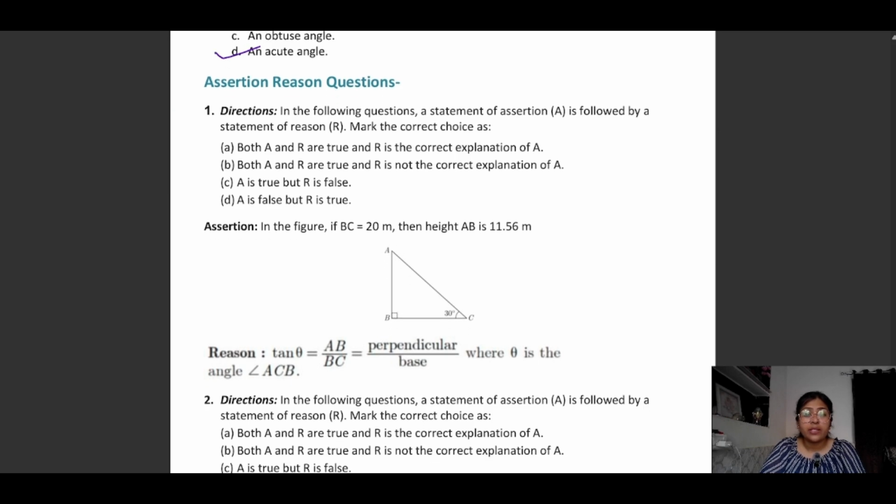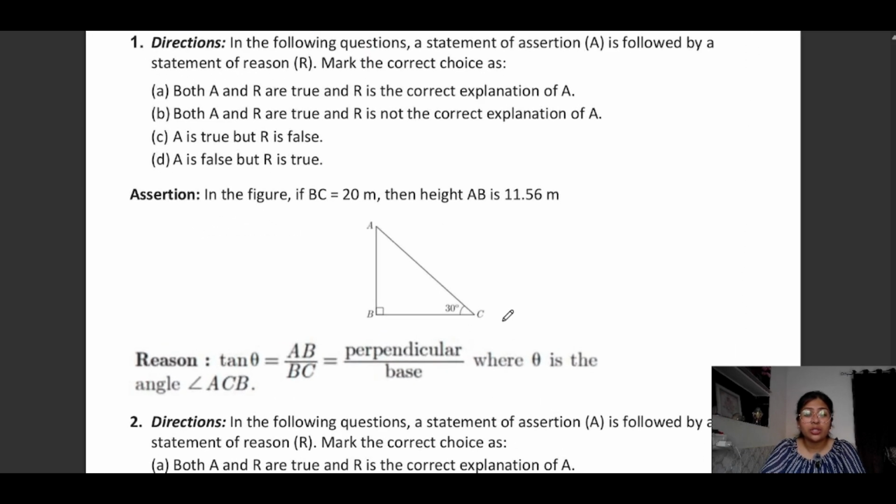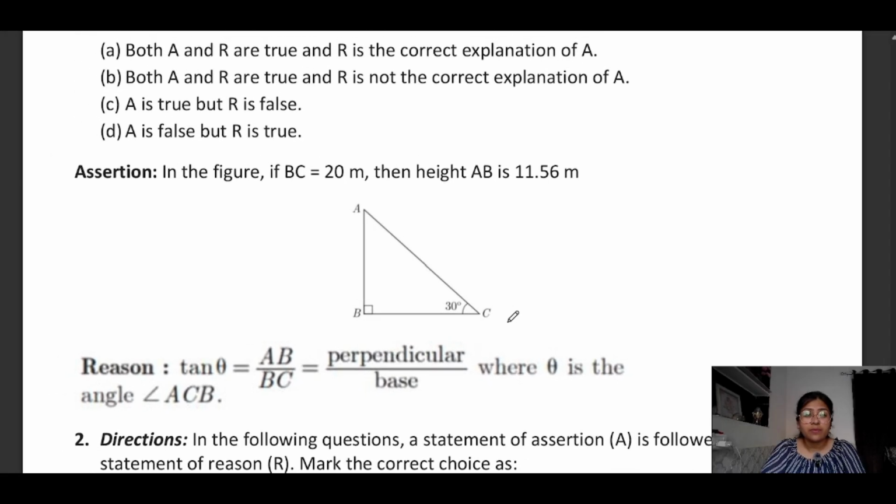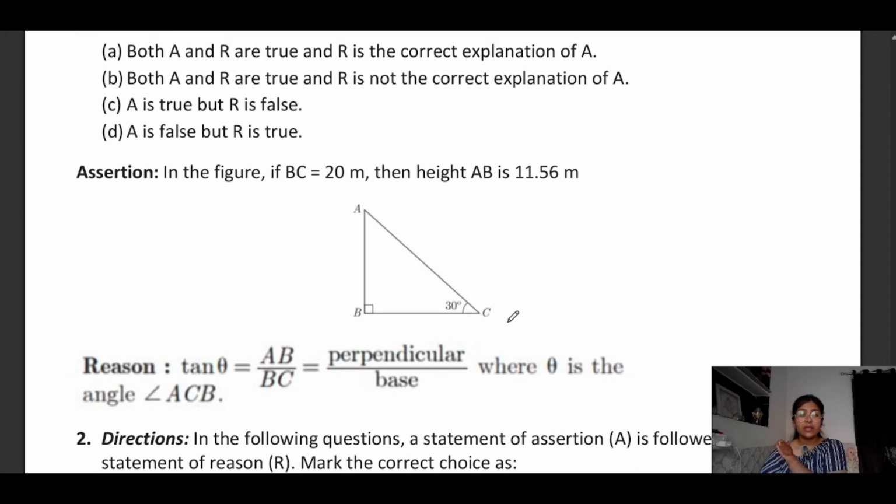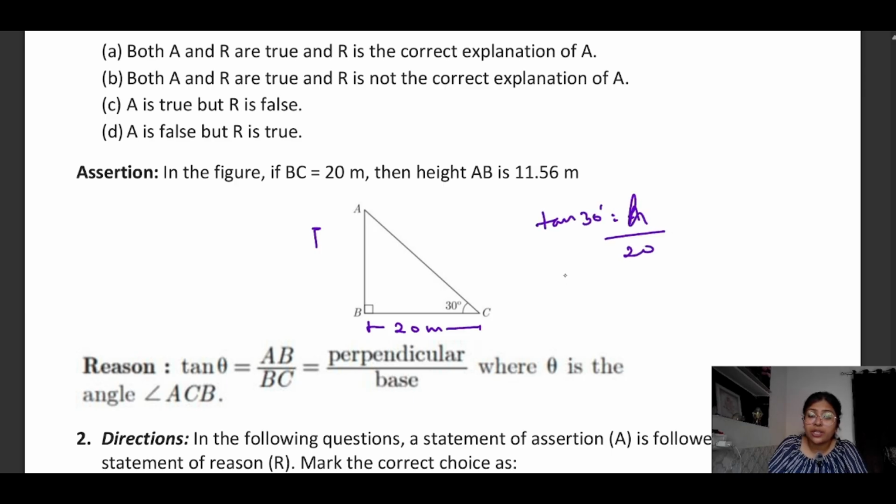Okay, read the first assertion. In the given figure, if BC is equal to 20 meters, then the height is this. You need to apply the trigonometric ratio. Tan 30 is equal to AB, which means height over 20. Put the value of tan 30 and see whether the height comes to 11.56 or not. If yes, the assertion is true. Okay, now read the reason.